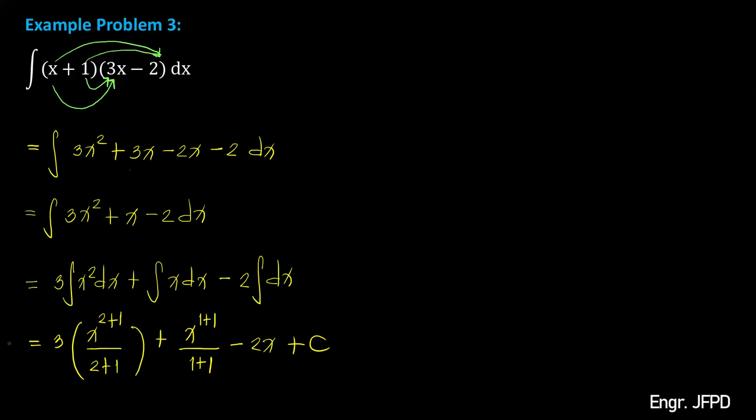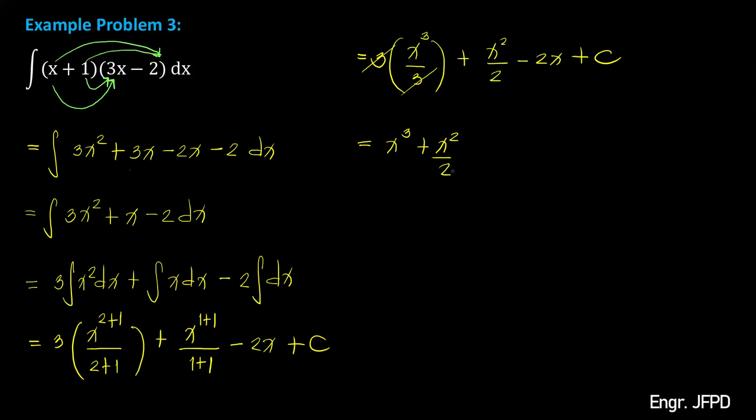Let's simplify our equation. This is equal to 3 multiplied by x raised to 2 plus 1, which is 3, over 3, plus x squared over 2, minus 2x plus c. Let's simplify further: 3 multiplied by x cubed over 3, the 3s will cancel, and this will now be equal to x cubed, plus x squared over 2, minus 2x plus c. And that's it for our answer for this example problem 3.